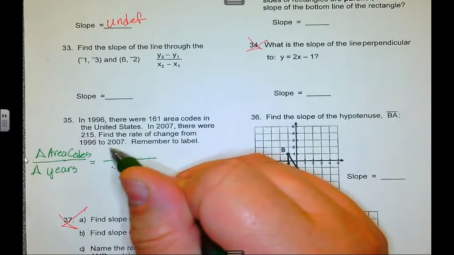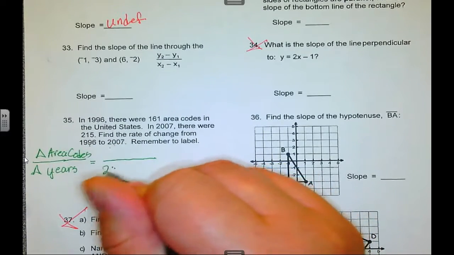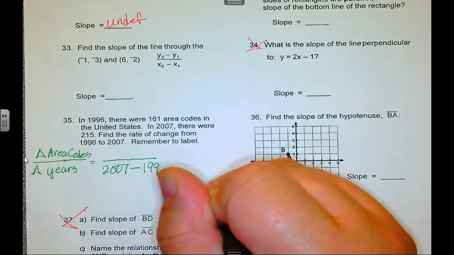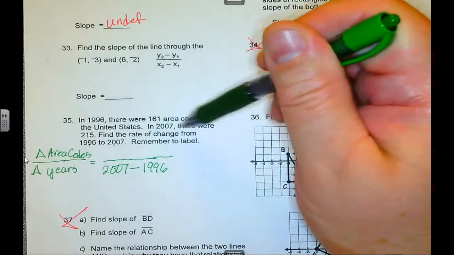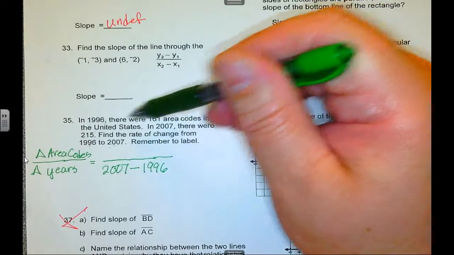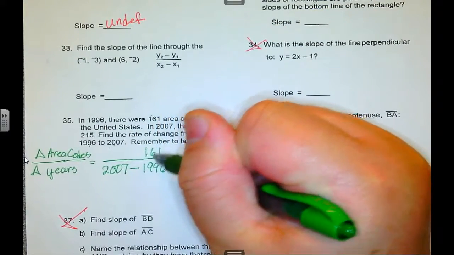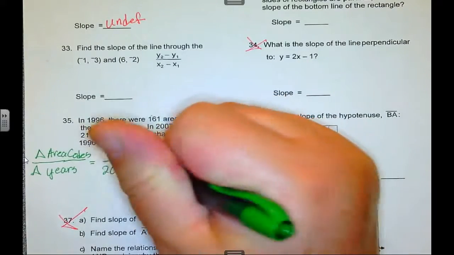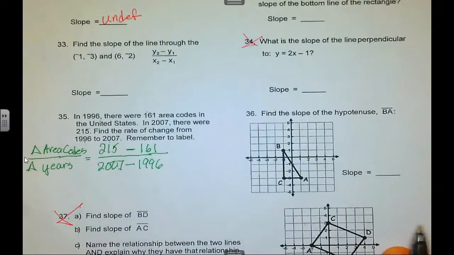So I'm going to go from 96. I'm going to put my 2007 first. No, you could do it the other way. Just make sure that you put the top ones in the same order. So 96, there were 161, so I'm going to put it above my 96. 2007, there were 215. See how they're lined up? Yes.